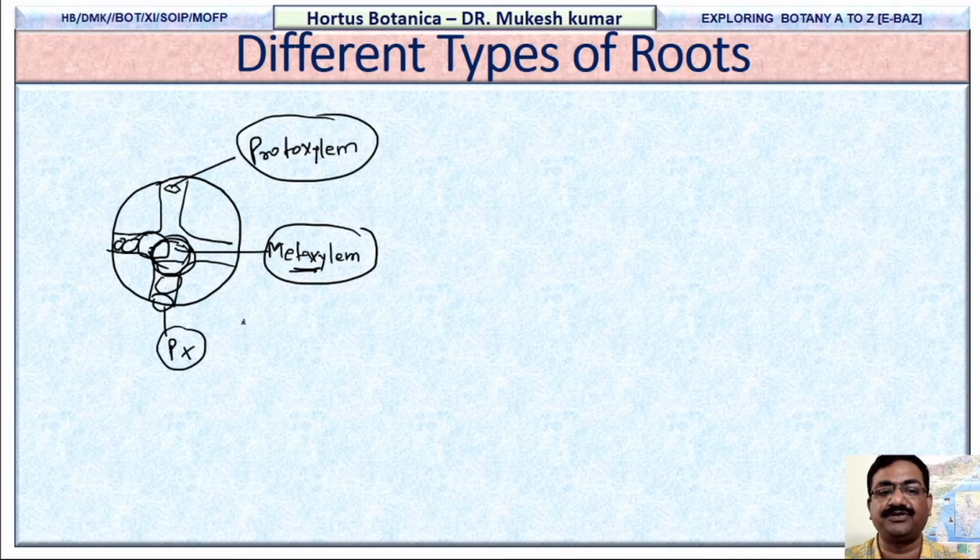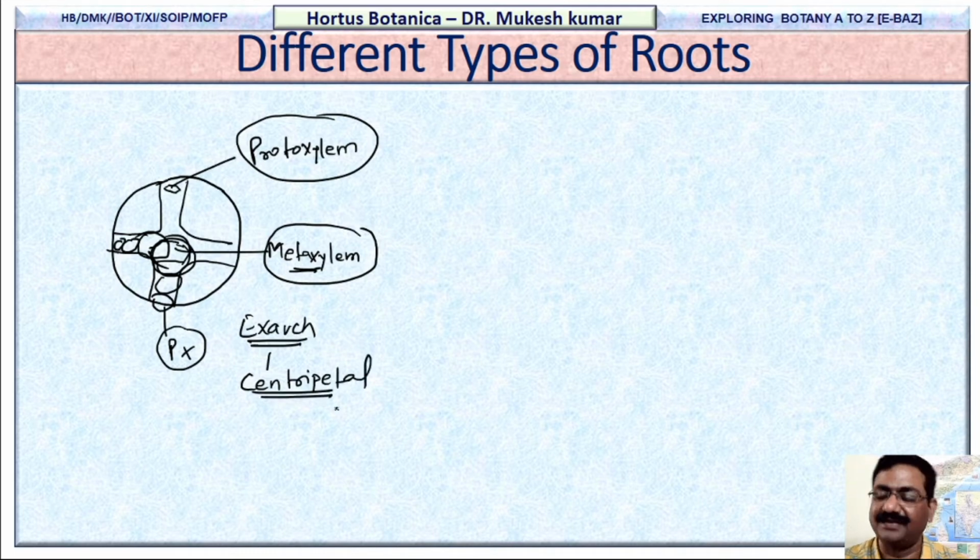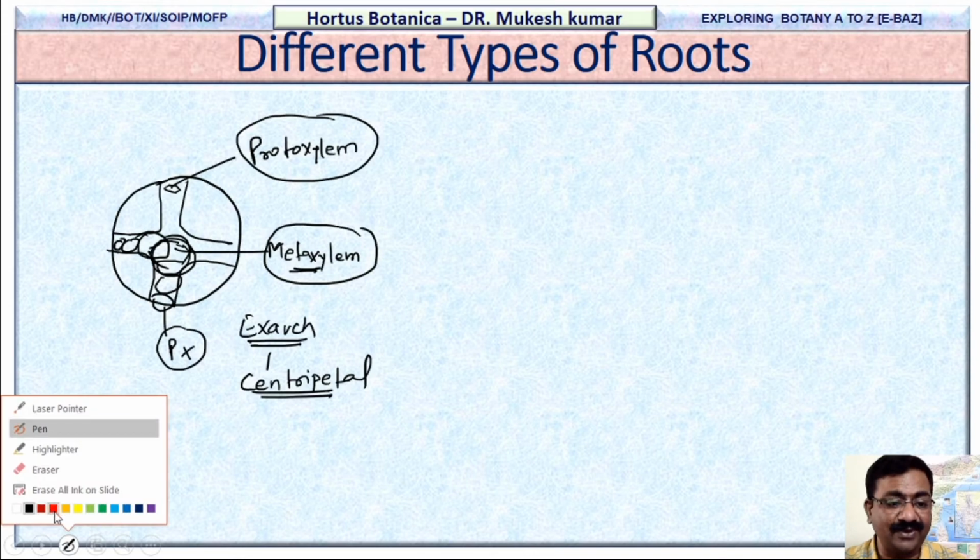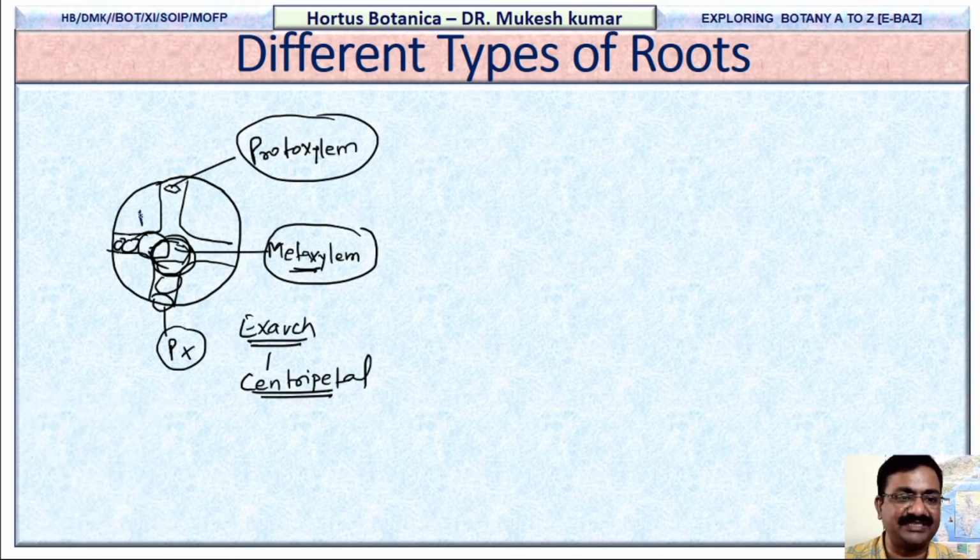So this very position is called exarch. Right now, and this is also called centripetal arrangement of xylem, protoxylem and the metaxylem. Mind well, you will ask, sir, where is phloem? Yes, we have, see, these are the phloems. Yes, these are 4 patches of phloem.